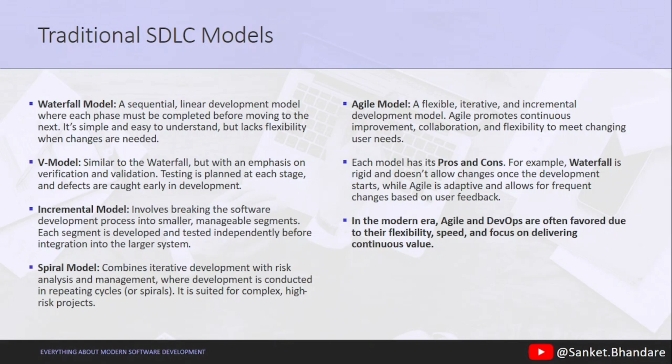Fourth one is a spiral model. It follows an iterative development with risk analysis and management, where development is conducted in repeated cycles or spirals. It is suited for complex high-risk projects, and it has not really been used in the industry.